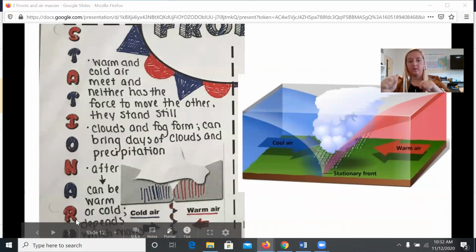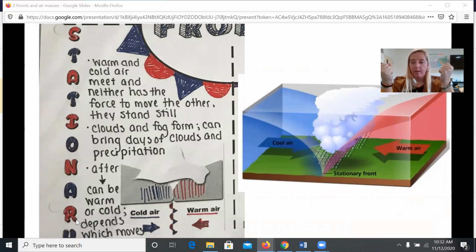camera. So generally, if I were to dye my hands red and blue, this would be a warm air mass, and this would be a cold air mass. With our stationary front, they're both moving together like this, and neither has the force to push the one up and over, so they are at a standstill. That's why it's called stationary.